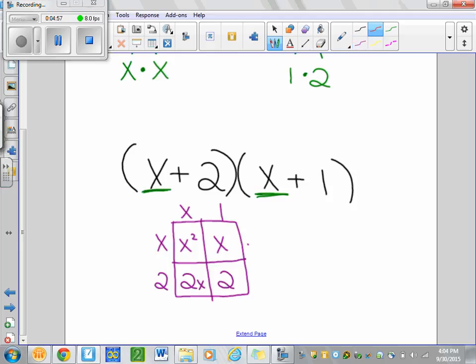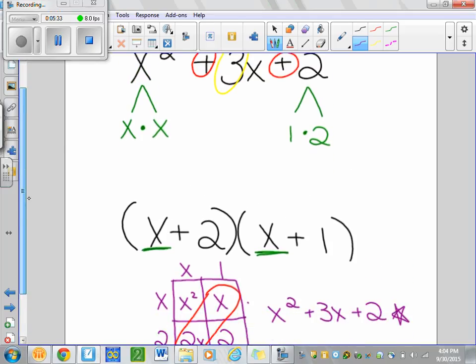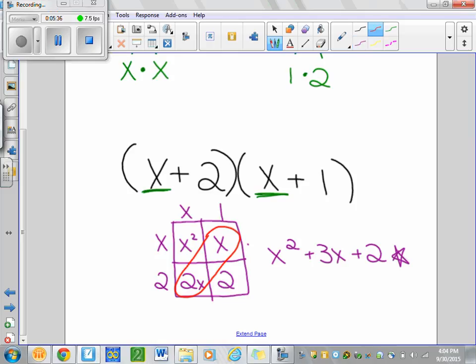I know that my common terms happen on the diagonals. So I can start working on putting things together. X squared is there by itself, with no common terms. I have 2x plus 1x. That's 3x, 2 plus 1. And then 2 is my constant. It has no other common terms to be put with this one. So I've done it right. This should match my original. Let's check and see if it does. And we're good. So I know that my final answer is this right here.